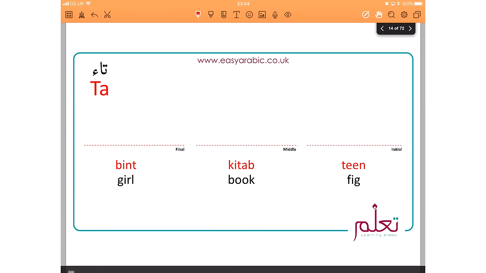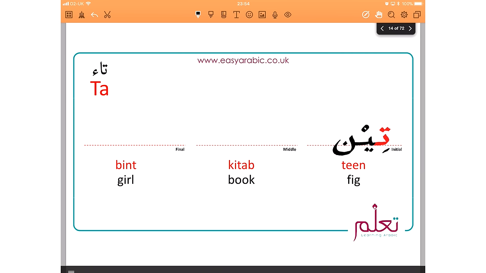So the first one is teen, which is fig. At the beginning, the ta would be like this. Ta. Then we have the ya, which is there, and then we have the noon, which is teen. Teen. So if we put the harakat on there, it'll be teen.